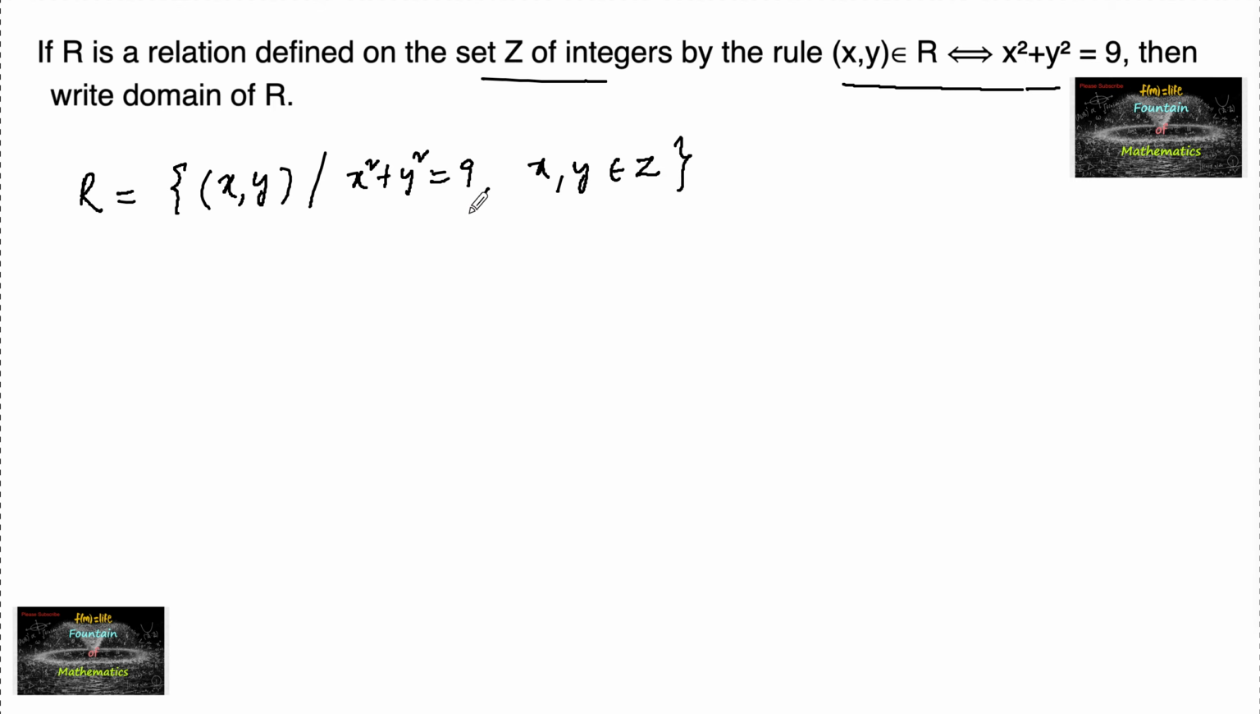The sum is equal to 9, which means one can be odd and the other even, because the sum of two odd numbers will become an even number, and the sum of two even numbers also will become an even number. So to get an odd number, the only possibility is to take one odd and one even.